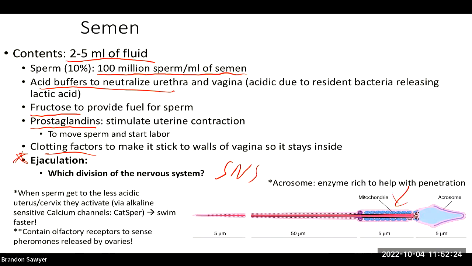There's an interesting process that happens when sperm get into the less acidic environment of the uterus and the cervix. They activate via special calcium channels that activate them to produce more ATP and swim faster. It's kind of a power up, supercharged type thing. And they also very interestingly contain, it's like a Super Mario Brothers thing or something, olfactory receptors, which actually sense certain pheromones released by the ovaries and draw them towards the ovaries, which is super interesting too. So, questions on any of that?